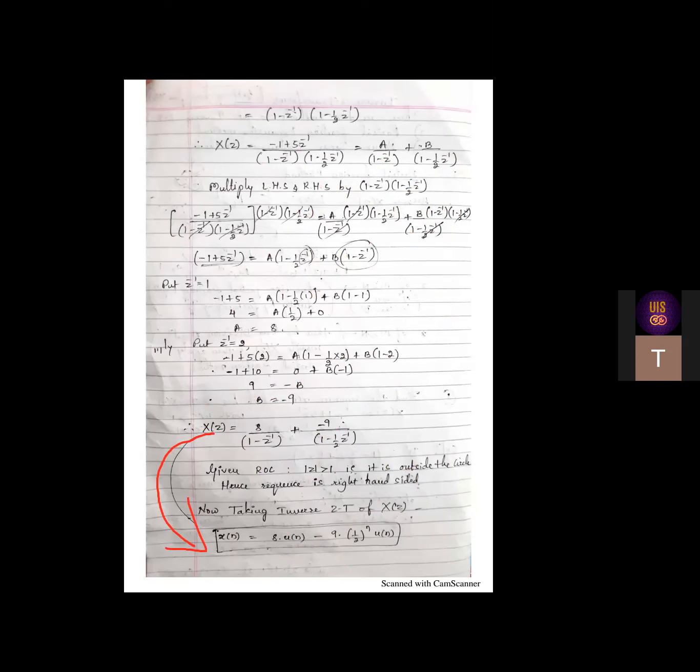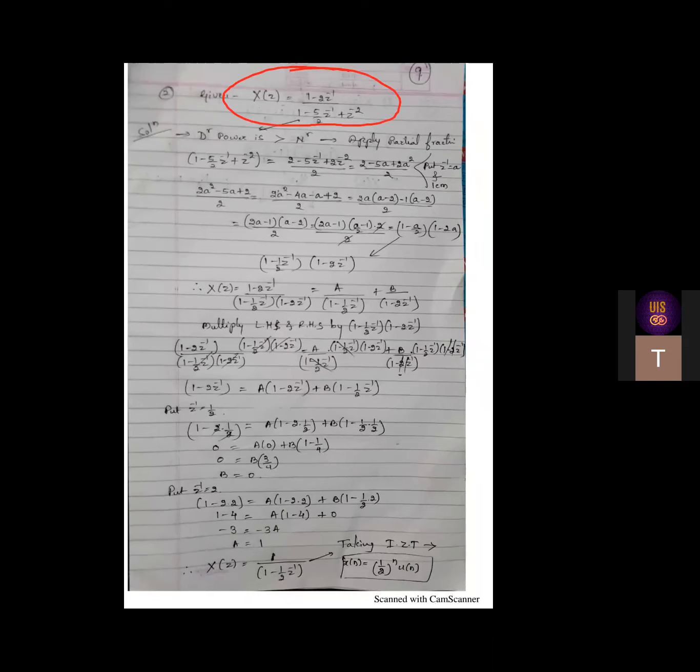So this is the first problem based on the inverse z transform. I hope this is clear to you. Let us go for one more problem. It is again a very simple problem of a similar kind. This is your x of z given, and in this question they have not specified the ROC. So we will assume that ROC is greater than 1, and keeping that in mind, at the end we will decide. Let us follow the steps.